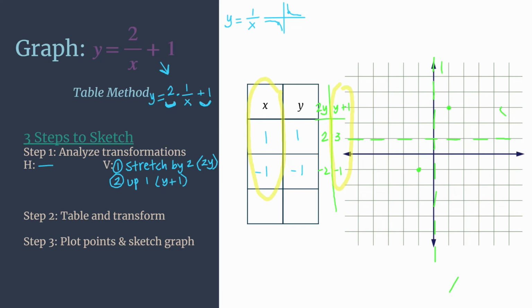Okay, and so we are ready to sketch in our final graph. Those asymptotes guide the way, and we have our graph of y equals 2 over x plus 1 using our table method.